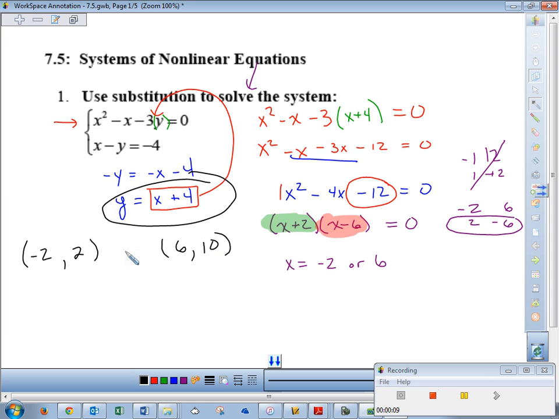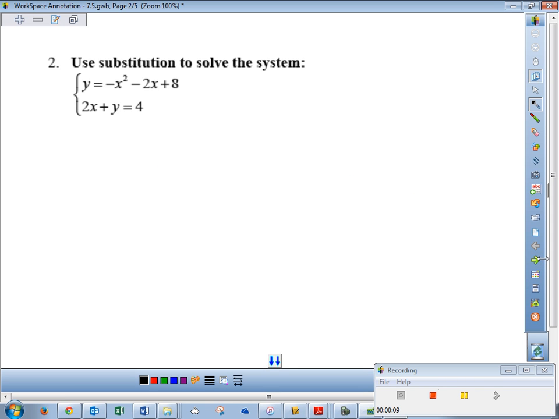And these are our two answers. This is what, if you graph this top guy and you graph this bottom guy, it would be a parabola and a line. That line would cross that parabola at those two particular points. Next, use substitution to solve for this.